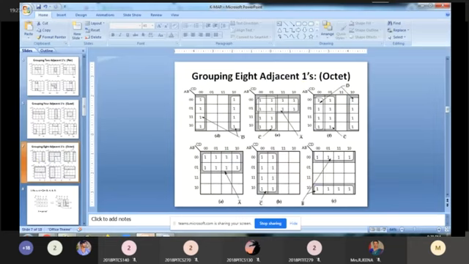Next, we go with grouping of 8 adjacent ones. Grouping of 8 adjacent ones is called an octet. What are the possible groupings? The left column and right column taken together as one group. Then this is one group. This is one group. This also is one group. Okay. Now we go with this grouping.